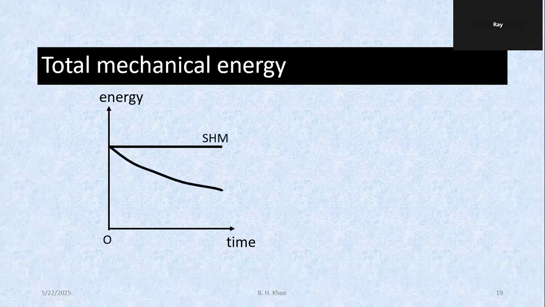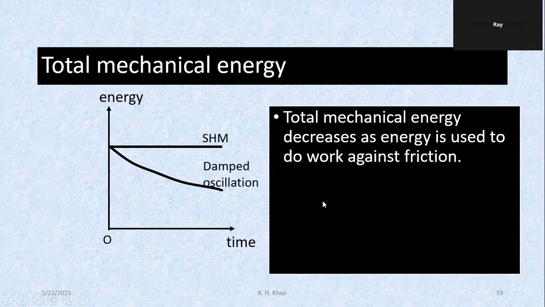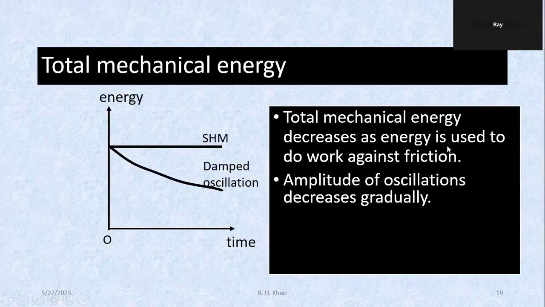So for actual oscillation, where there is a resistive force, the total energy decreases with time. Right? We call it damped oscillation. Total mechanical energy decreases as energy is used to do work against friction or air resistance. Amplitude of oscillation gradually decreases.